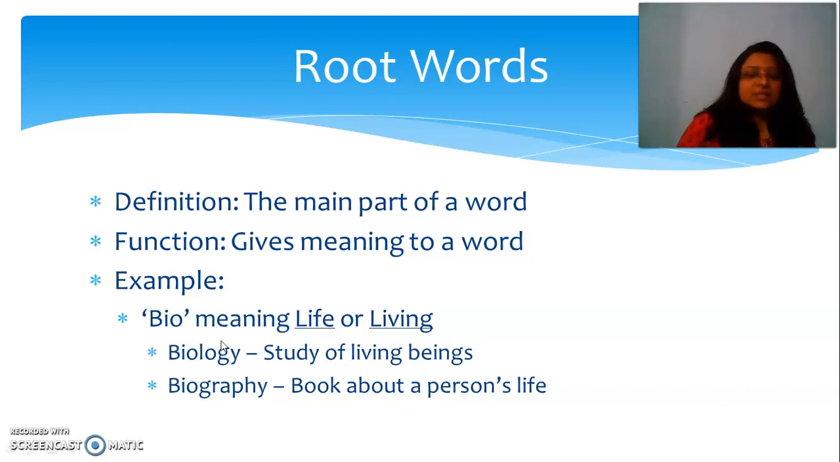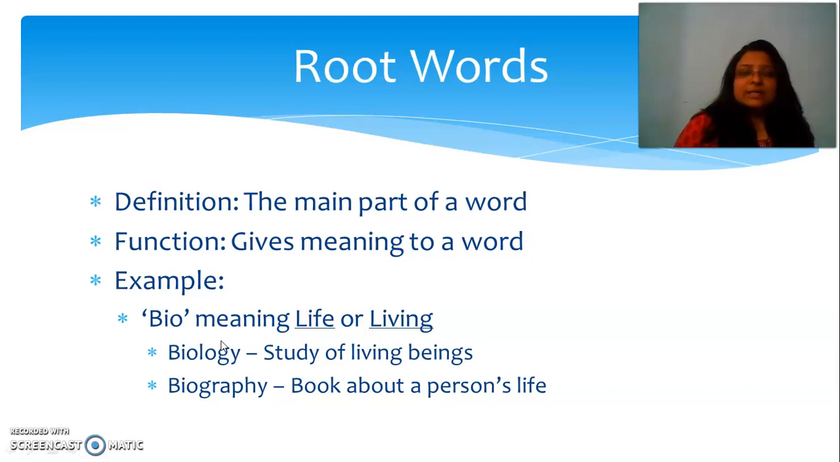So for instance, as you see here, the root word bio means life or living. And there are plenty of words with the root word bio in them. Two of them are given here on the screen for you. The first one is biology, meaning study of living beings. The second one is biography, meaning book about a person's life.